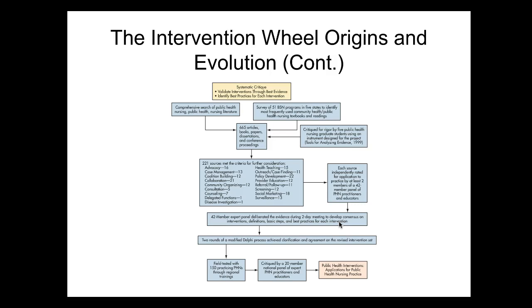Then they did 2 rounds of a modified Delphi process to achieve clarification and agreement on the revised intervention set. So Delphi process is a form of communication to make sure you're reaching a consensus. And I will talk about that more in informatics. So if you take my informatics class, you'll see what I'm talking about. It was field tested with 150 practicing public health nurses through regional training. Then it was critiqued by a 20-member national panel of expert public health nurse practitioners and educators. And then public health interventions made applications for public health nursing practice. So this intervention wheel that was designed in Minnesota is actually applicable to all public health services in the nation.